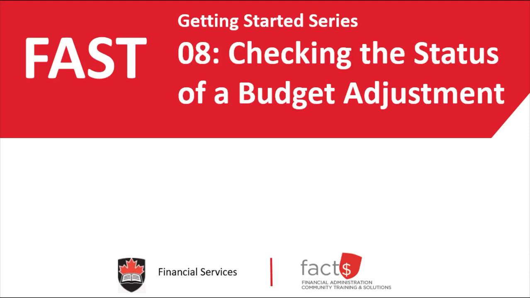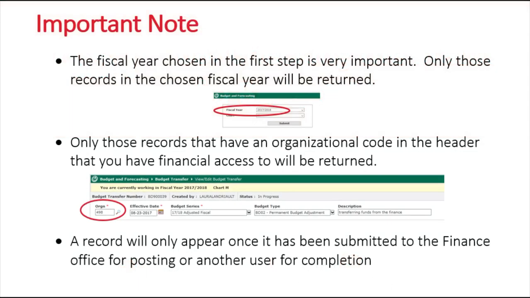In this video I will show you how to check the status of a budget adjustment submitted for approval using the BAR status report. A few important notes. The fiscal year chosen in the first step is very important. Only those records in the chosen fiscal year will be returned. Also, only those records that have an organizational code in the header that you have financial access to will be returned. And finally, a record will only appear once it has been submitted to the Finance Office for posting or to another user for completion.